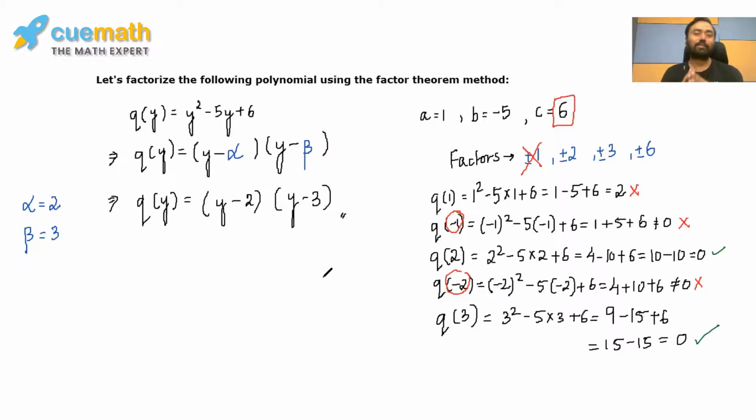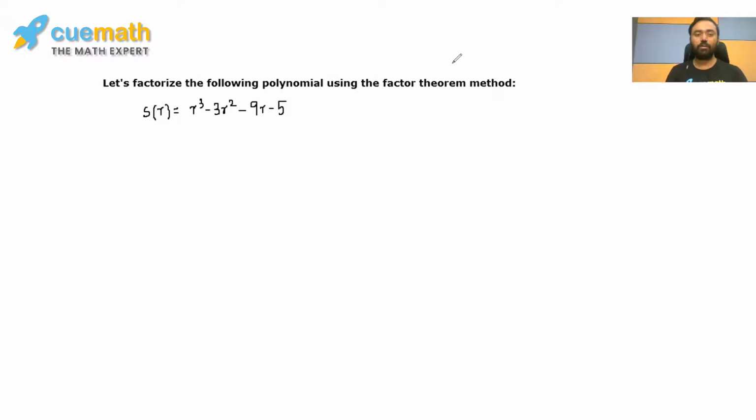Let's now look at one more question and apply the same method to factorize that particular polynomial. So here we have been given a similar question, but the polynomial is now not a quadratic polynomial, it's a cubic polynomial because the degree of this polynomial is 3. And we'll have to factorize this using the factor theorem method. So we'll resort to the same method.